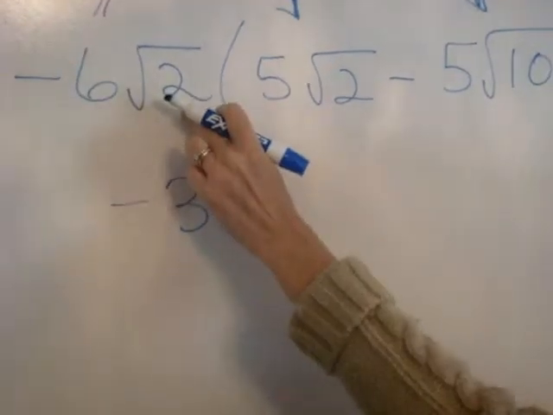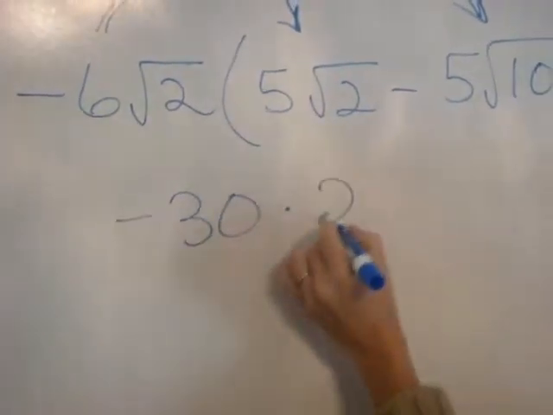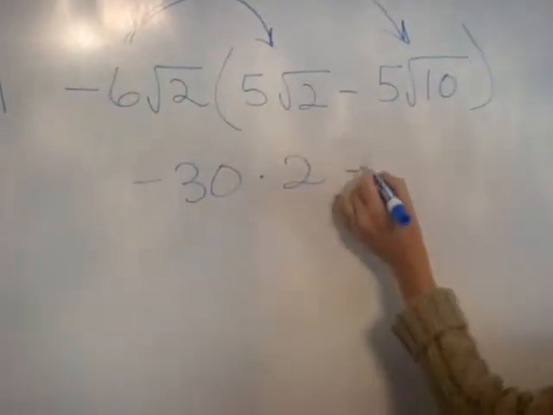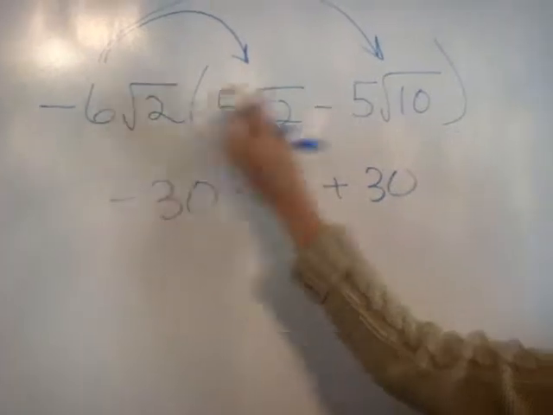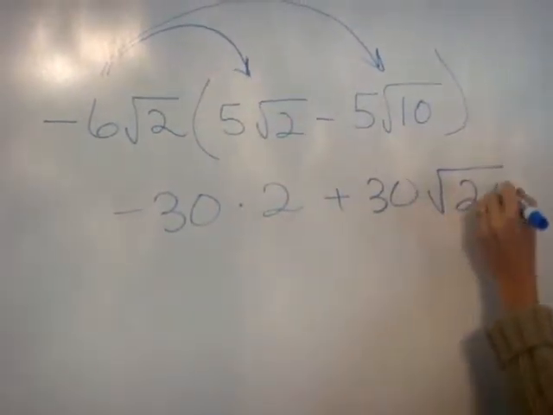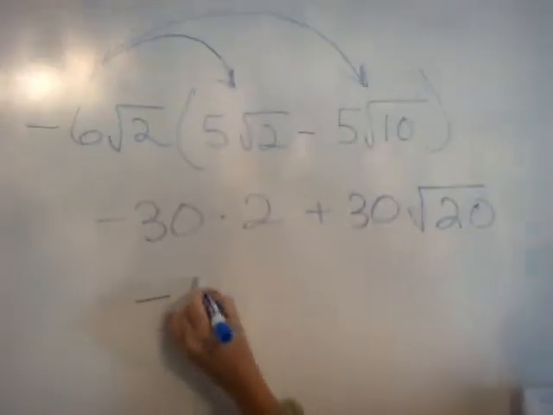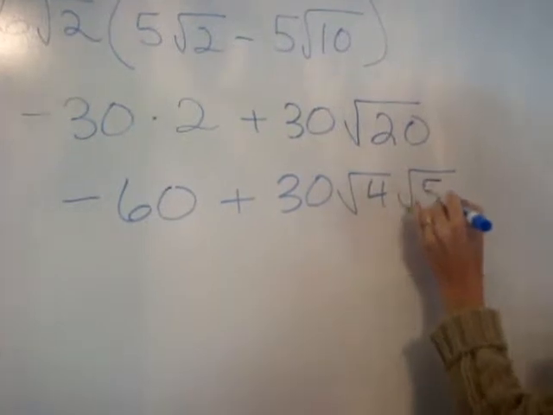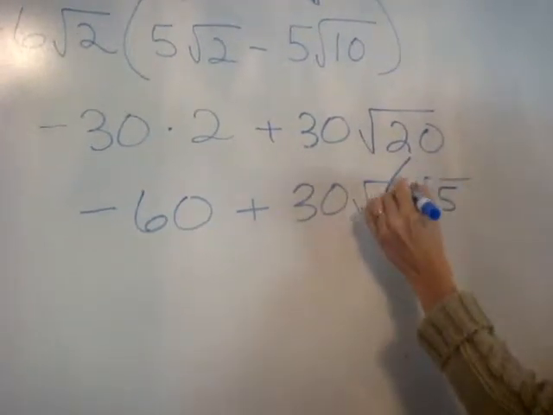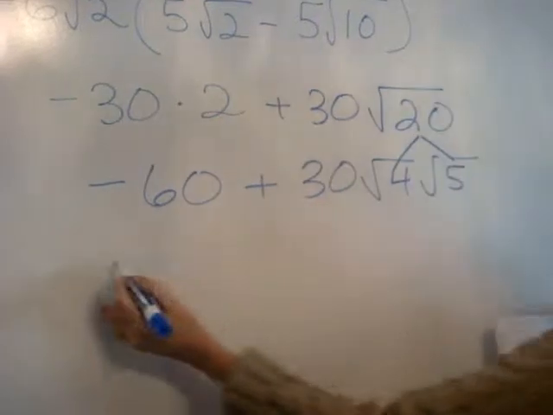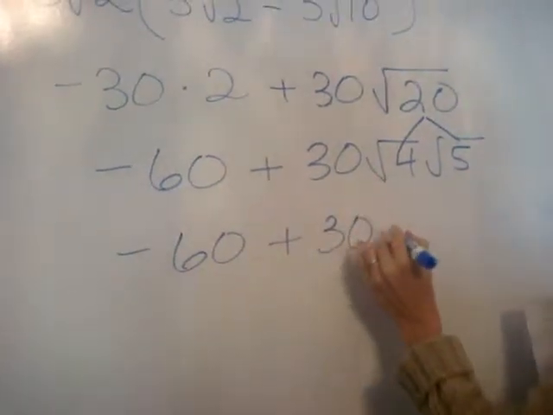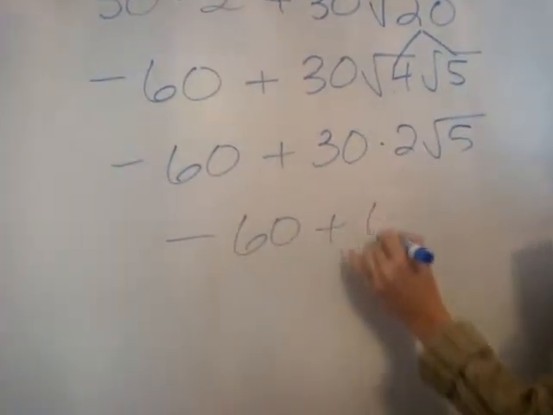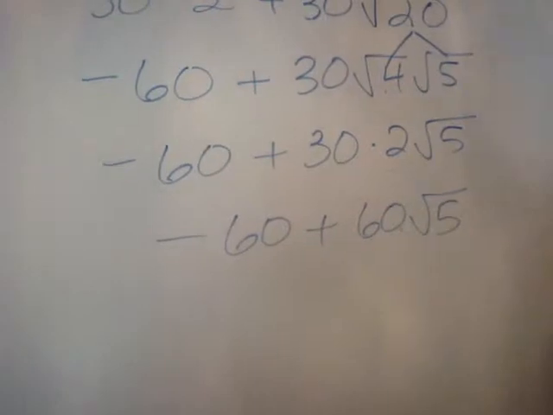Here we go again. Square root of 2 times the square root of 2 is simply 2. Negative 5 times negative 6 is going to be plus 30. Square root of 2, square root of 10 is square root of 20. Here we get negative 60 plus 30 square root of 4 square root of 5. That's 20 broken into a perfect square and what's left. So we get negative 60 plus 30 times square root of 4 is 2, square root of 5, minus 60 plus 60 square root of 5 is your final answer.